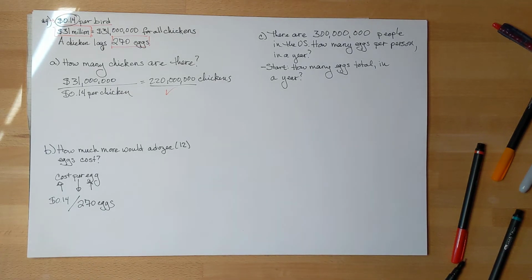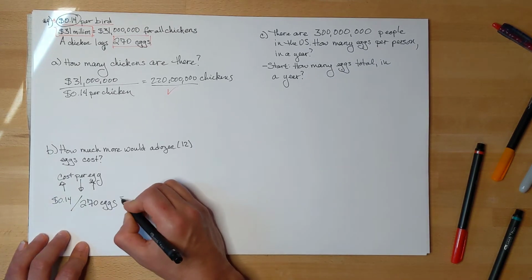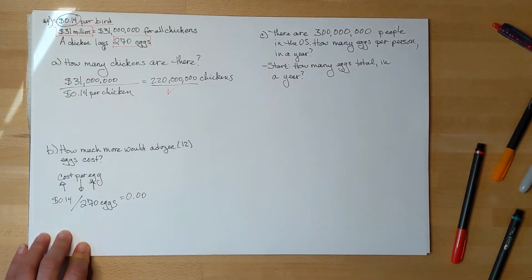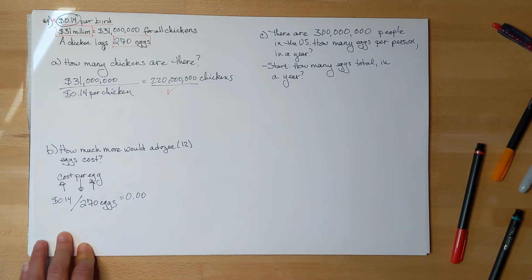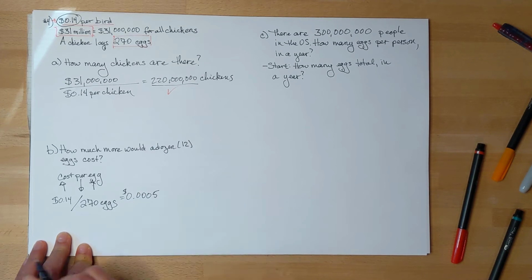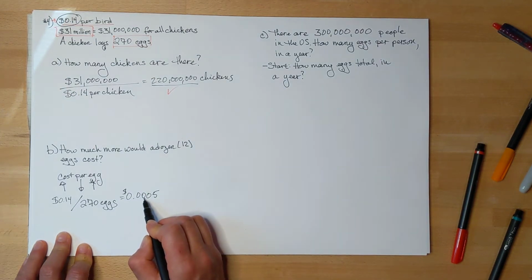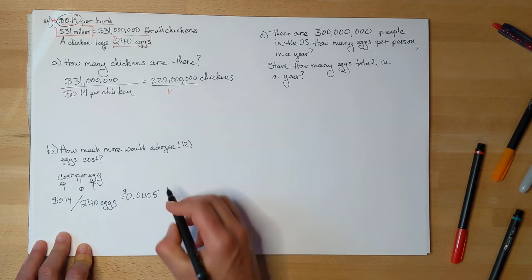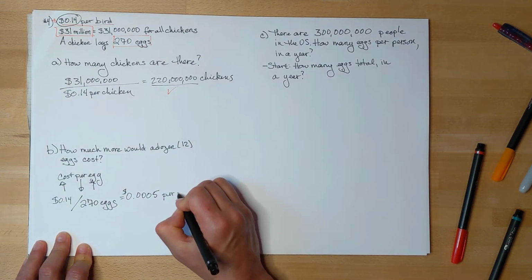Excuse me, I don't have my calculator in front of me, and I calculated it slightly differently on my solutions. You will see that it costs a tiny amount of money. $0.005, or 5/100ths of a cent per egg.